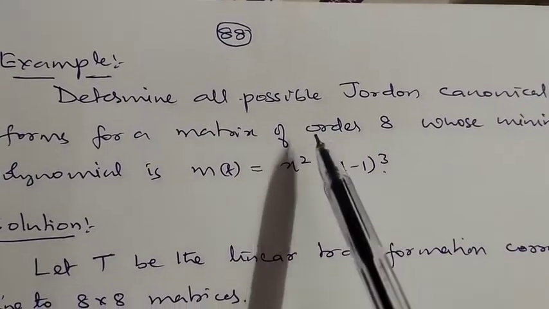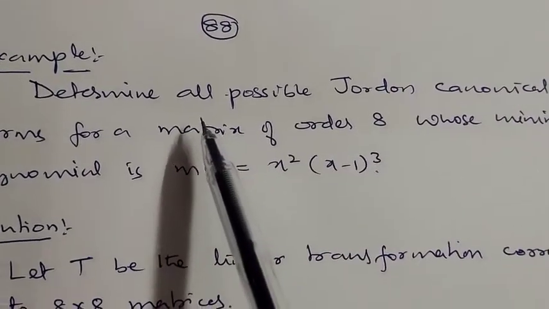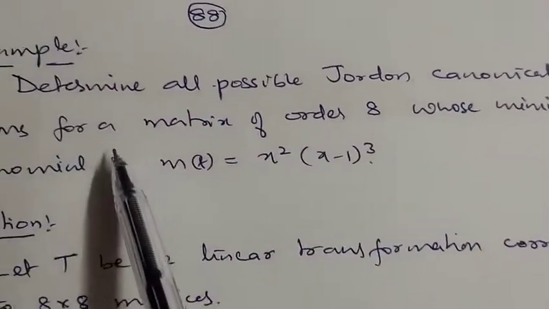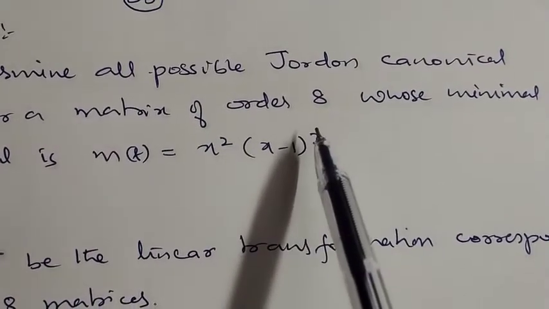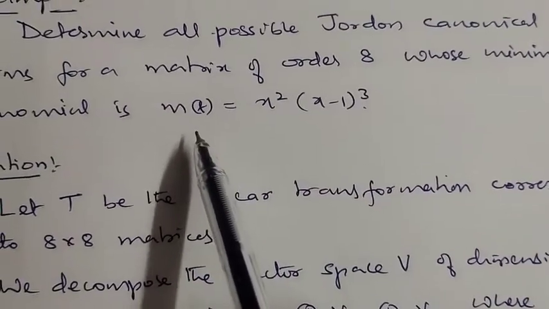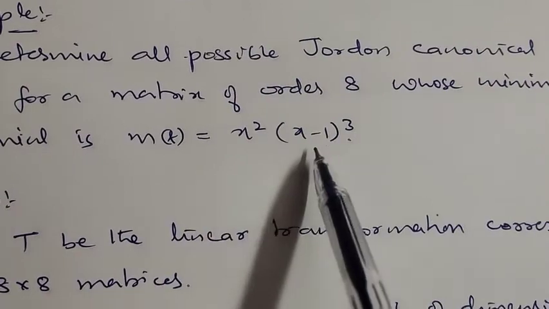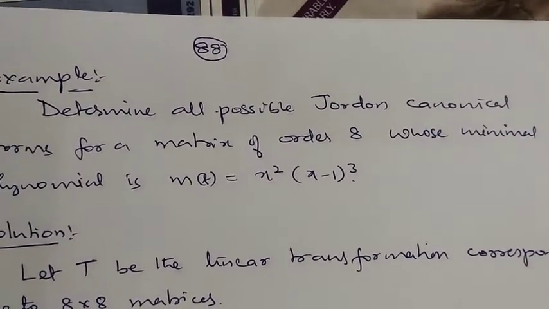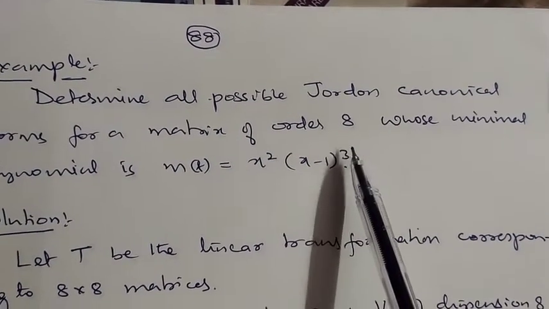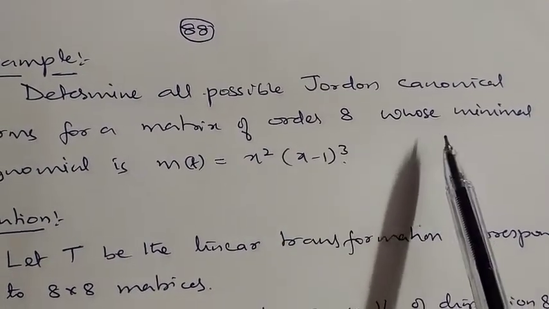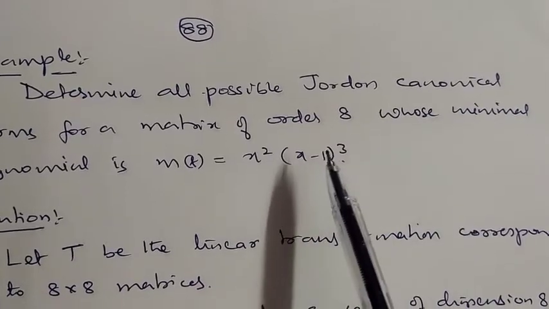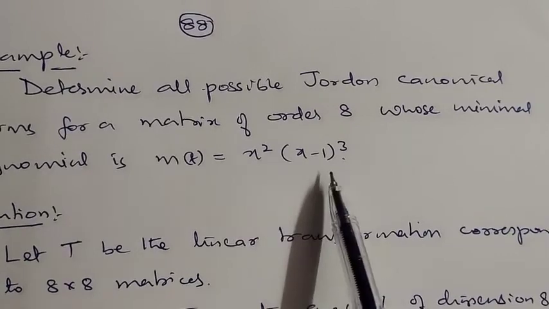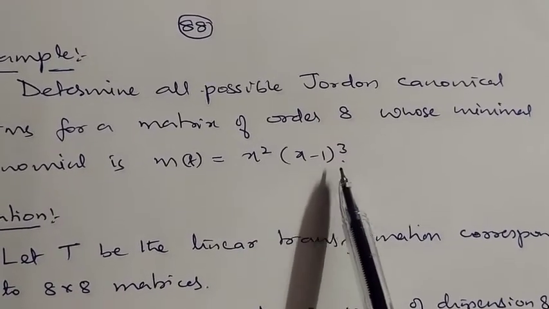Now you see this example. It says determine all possible Jordan canonical forms for a matrix of order 8 whose minimal polynomial is m of t equal to x square into x minus 1 whole cube. So they will ask examples like this. If they give the characteristic polynomial directly, then we can directly write the Jordan canonical form. But here they gave the minimal polynomial as x square into x minus 1 whole cube.